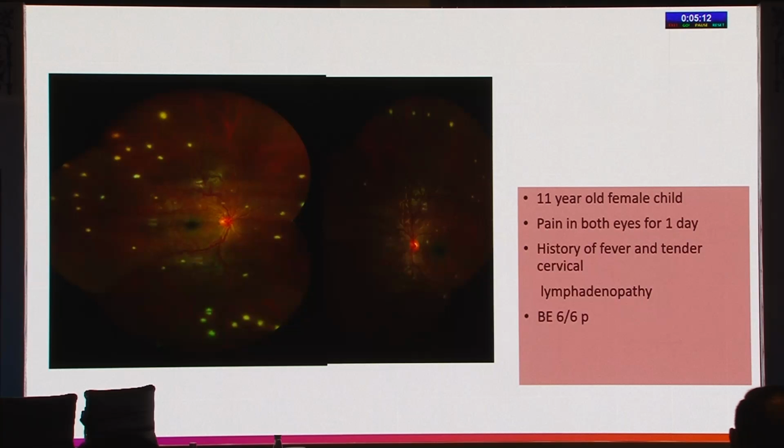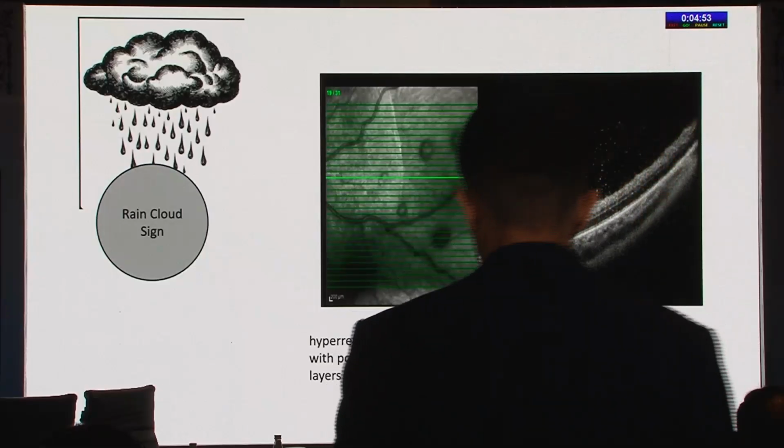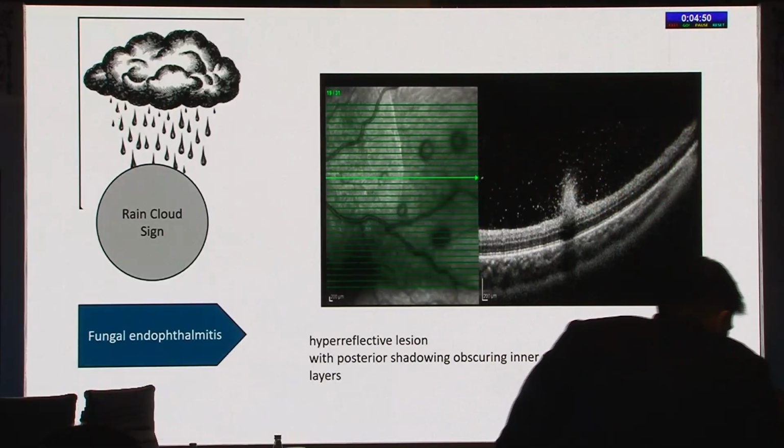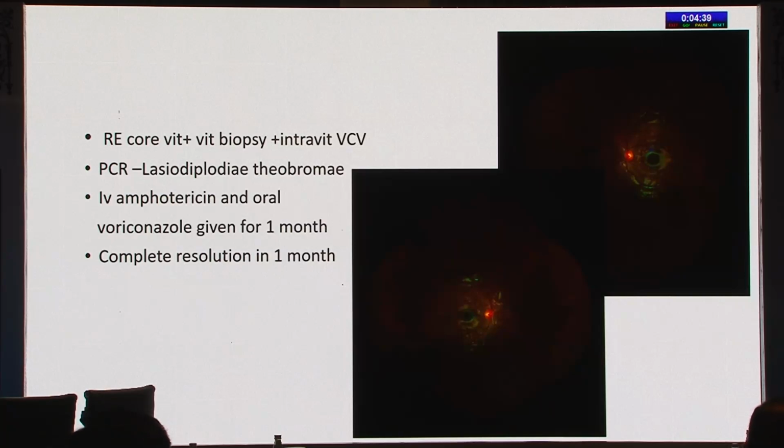on steroids, it could have been disastrous because the OCT showed the rain cloud sign, where you see the hyperreflective lesion with the preretinal exudates in front of the lesion, and there is posterior shadowing obscuring the inner retinal layers. So here the rain is the preretinal aggregates and the cloud is the back shadowing area. Now this is very characteristic of a fungal endophthalmitis. So PCR with molecular diagnostics showed that the fungus was Lasiodiplodia theobromae, and the child was started on IV amphotericin with oral voriconazole for over a month, and this is after complete resolution.